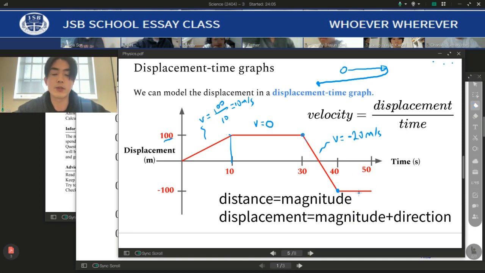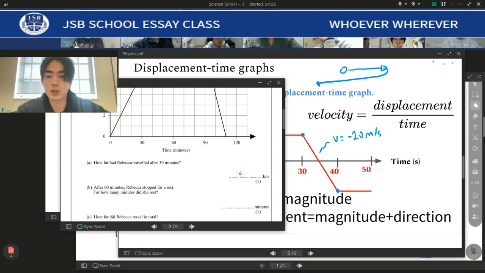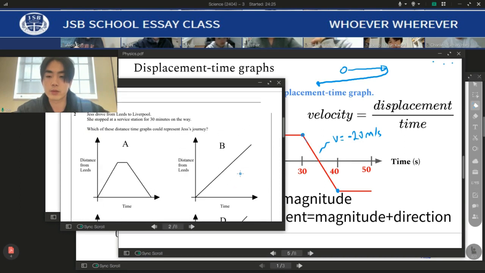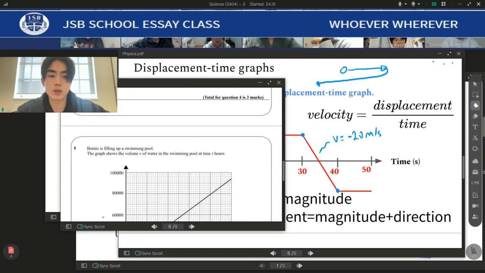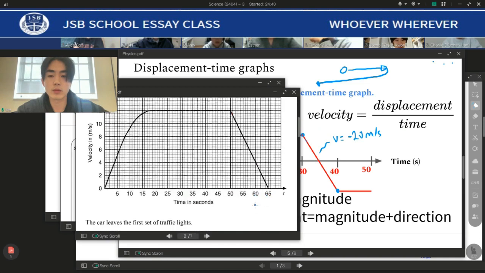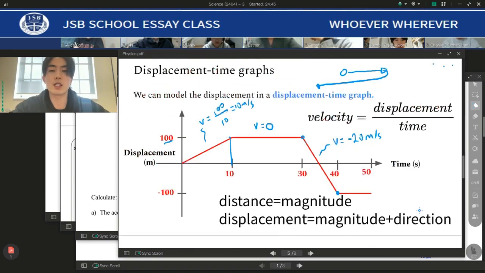And finally, here to here, this is flat again, so it means it's just stopped again. Okay, so velocity is 0. Do you guys have any questions from this one? It should be relatively simple as well. So let me open another question up for you. Actually, no, I think we'll move on to the next one. Okay, so that's the displacement time graph.